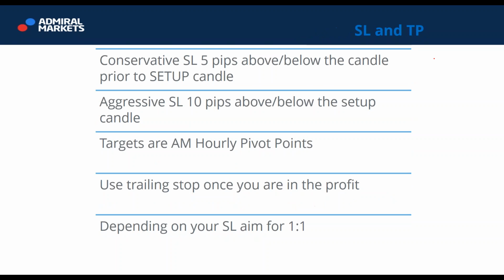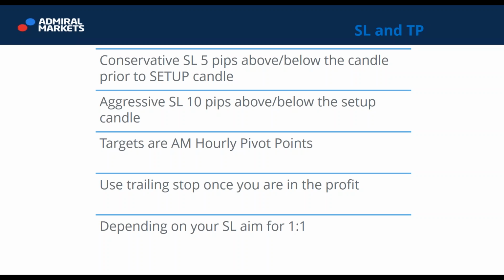But I prefer GBP. Conservative stop loss goes 5 pips above below the candle prior to setup candle. Aggressive stop loss goes 10 pips above below the setup candle. Targets at Admiral Markets hourly pivot points. That is why I strongly suggest that you open the account with Admiral Markets and trade by using MT4 Supreme Edition that has Admiral Markets hourly pivot points integrated. I will show you that just a couple of minutes later.